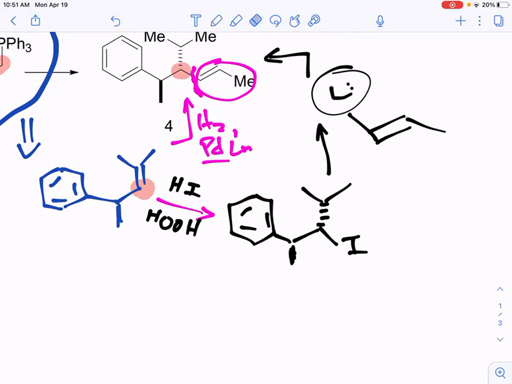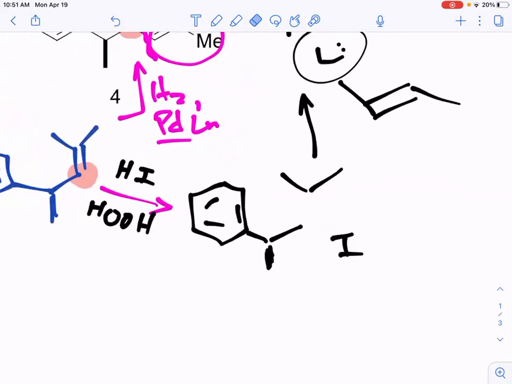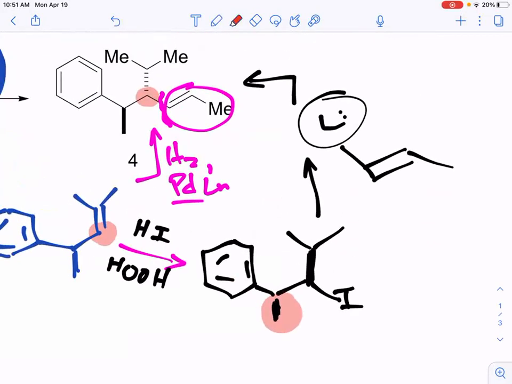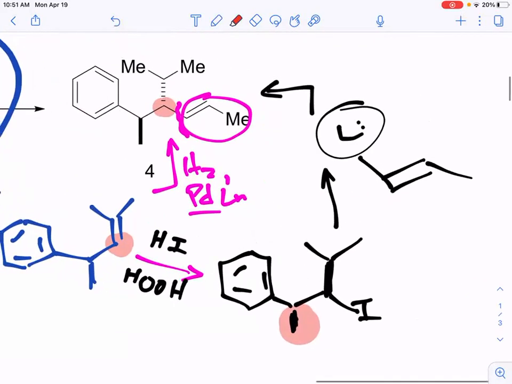Actually, let me go back, because this should be the opposite. It should be wedged, right? Because the iodine is going to come from the opposite face of this pre-existing stereocenter. But when you do the SN2 type reaction, it's going to reverse it, because the stereochemistry at that center should get inverted.